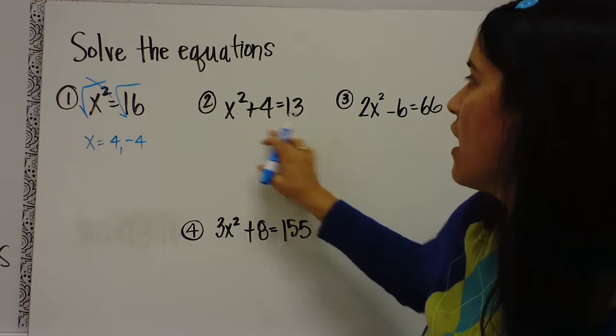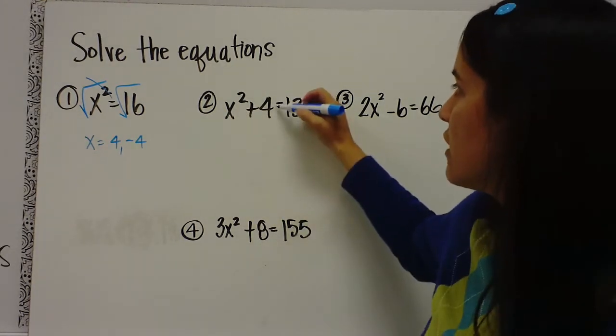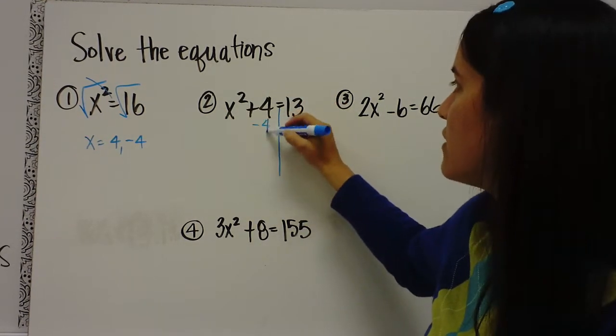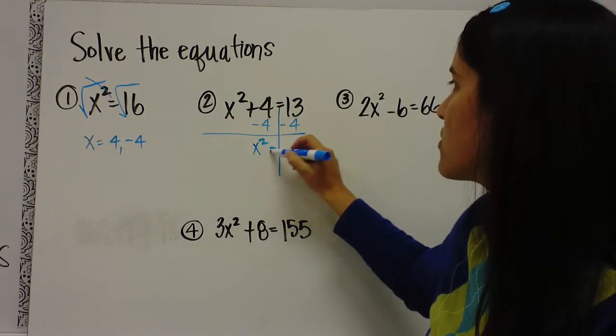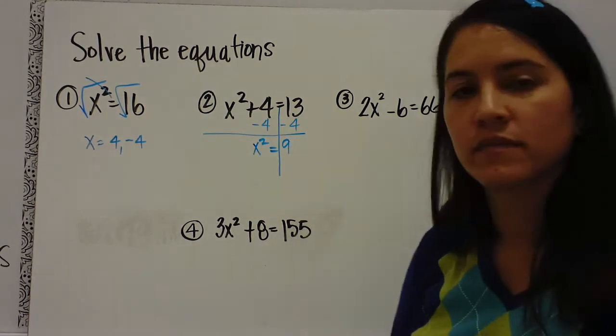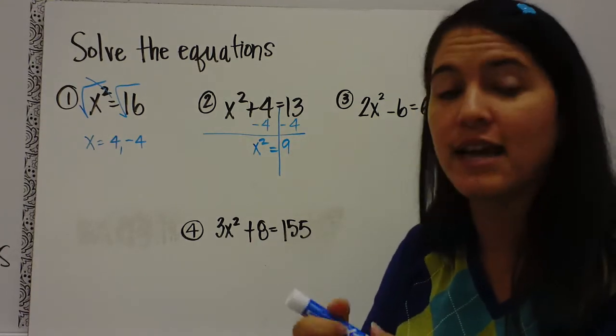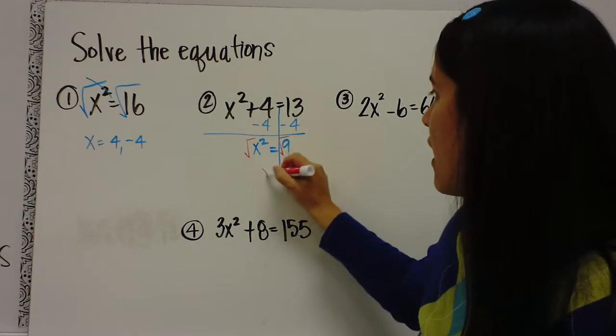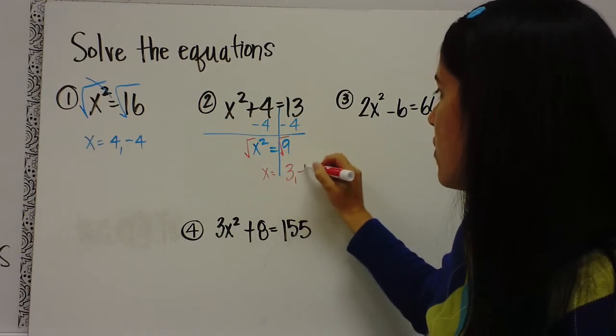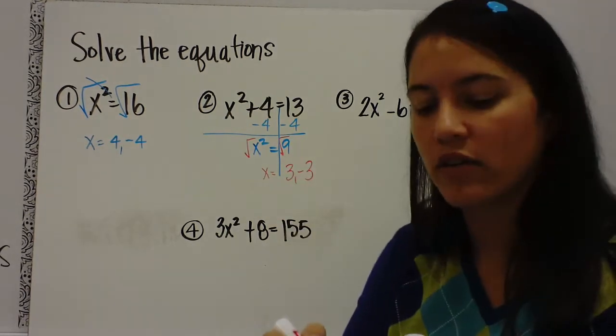Number 2. x squared plus 4 equals 13. If you draw your line, we need to subtract 4 from both sides first. And now I have x squared equals 9. So I subtracted 4 from both sides. Now I'm going to take the square root, and x equals 3 or negative 3, because the square root of 9 is 3.